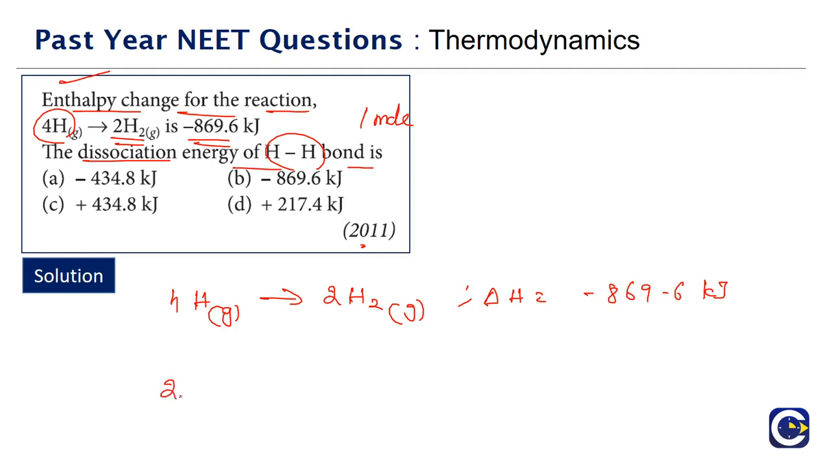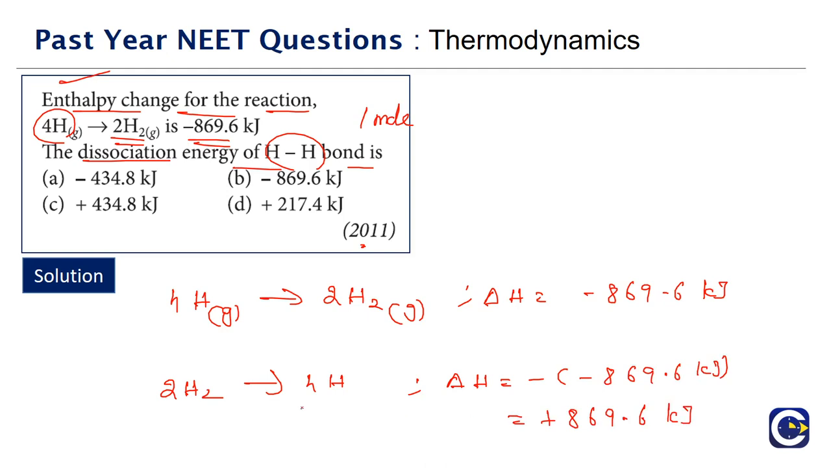Now dissociation will be represented in the other way, where we have the molecules breaking down to give the respective atoms. So if we express it the other way, what is going to be the delta H? When you reverse the reaction, delta H will become the negative of the original value, meaning minus of minus 869.6, which will be equal to plus 869.6 kilojoules. This will be the enthalpy change for the dissociation, but here we have it for 2 moles.